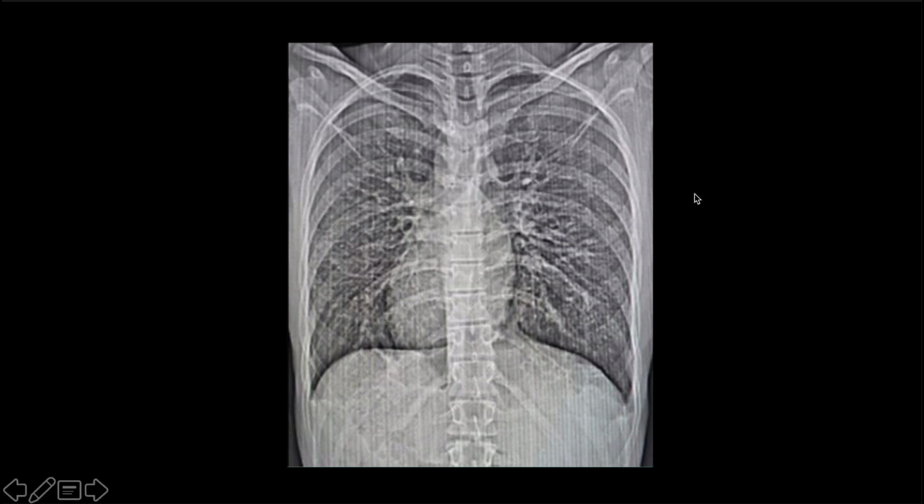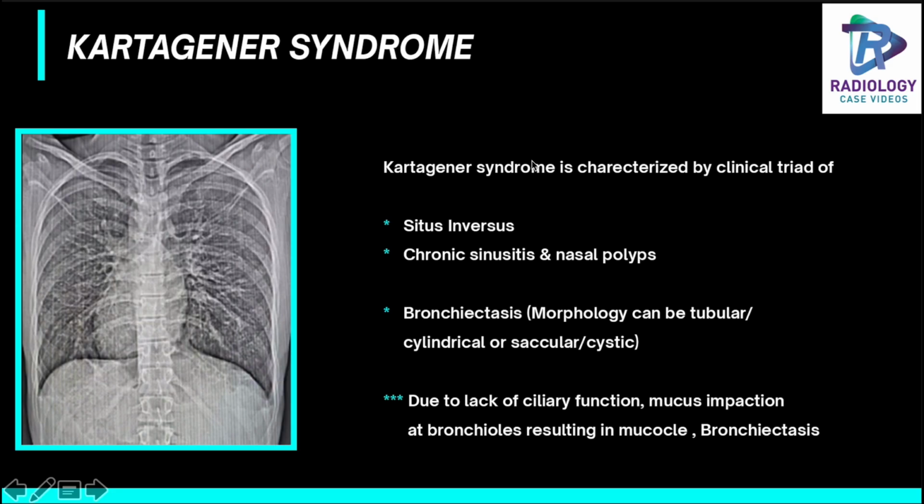Here in a topogram, you are able to see the relatively hyperinflated left lung with some amount of streaky opacities and bronchiectasis. You are able to appreciate classical situs inversus totalis. So this is a case of Kartagener syndrome. The patient also had chronic sinusitis, situs inversus and bronchiectasis. This is all because of lack of ciliary function and mucus impaction. You get these findings. This is a classical case of immotile cilia syndrome or Kartagener syndrome, and patients generally have infertility.